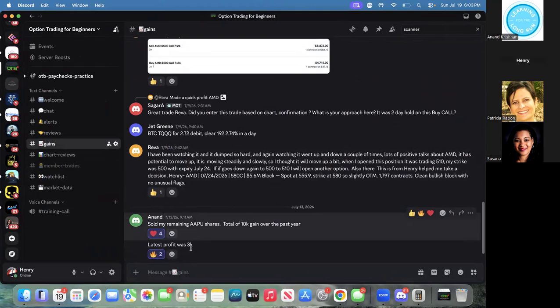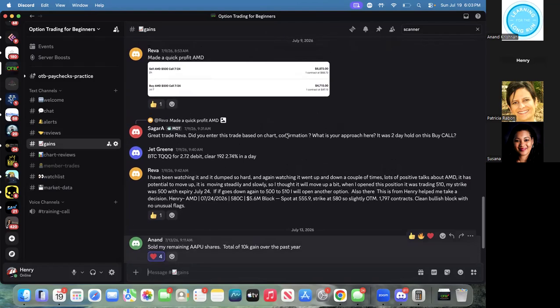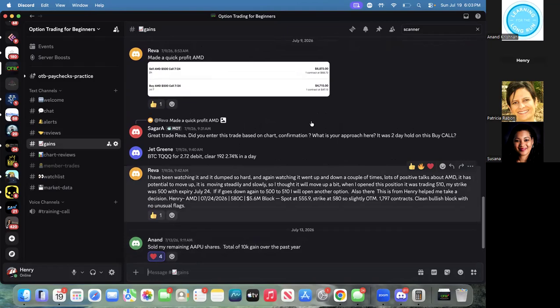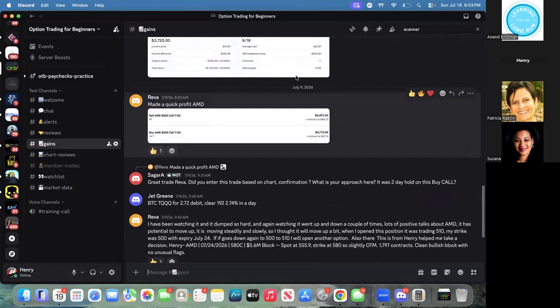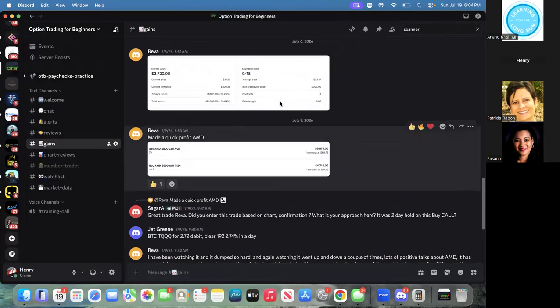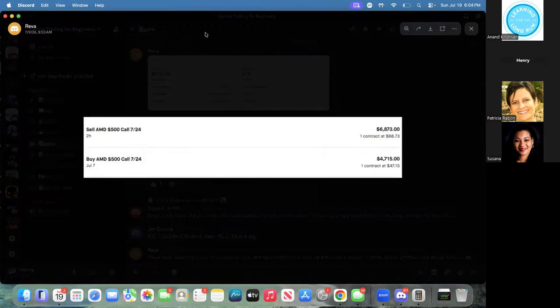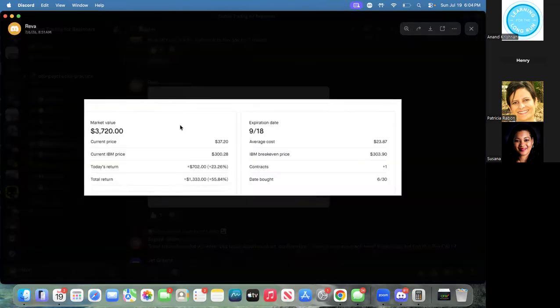This one's Anand. He was in an Apple position. He's been selling those since Apple's been doing pretty good. I guess they increased the prices on iPads and everything. Apple just shot up quite a bit, and so I thought, okay, I'm not pushing my luck on that one anymore. This one's Riva. Riva's doing real good. She had some nice hits.